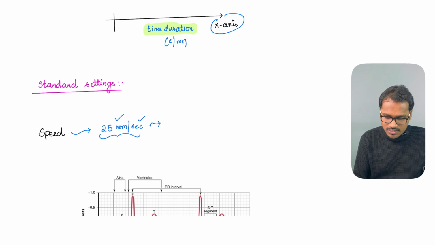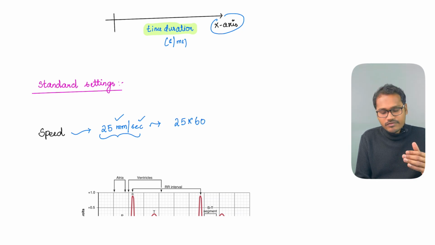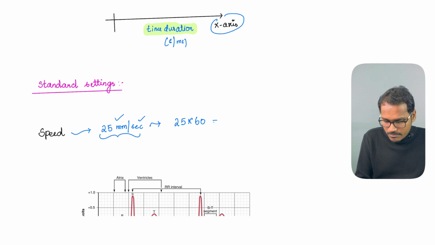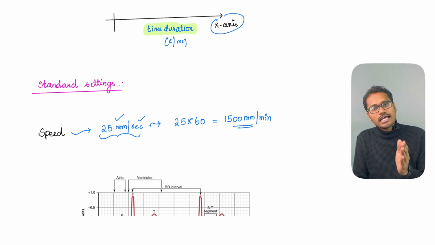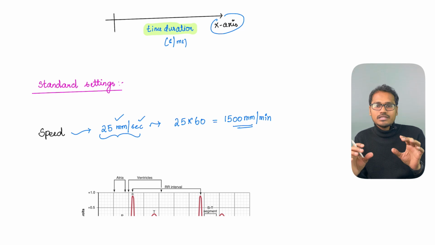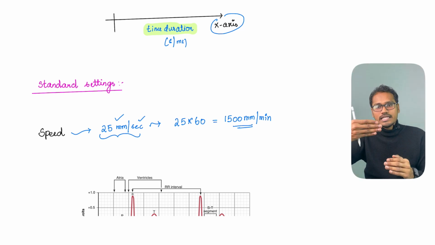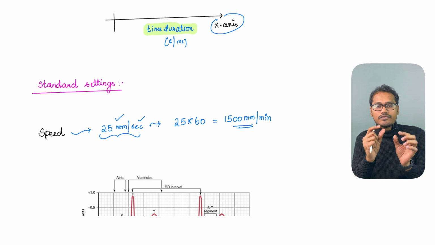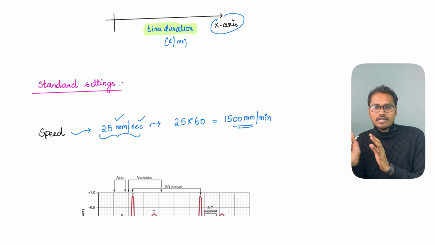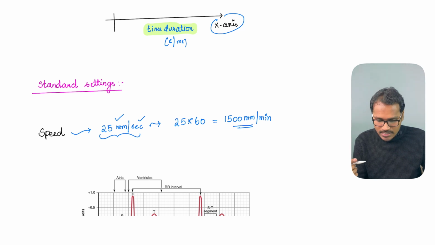So this mathematics is very simple: 25 into 60, because we are converting into a minute. So totally the paper would have traveled 1500 millimeter per minute. Why are we converting this? Because heart rate is calculated per minute. So now one simple thing I know is that the paper has traveled 1500 mm per minute. And what is the RR interval?